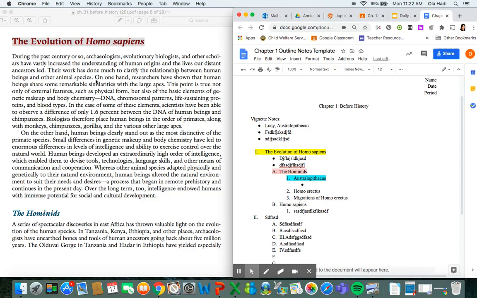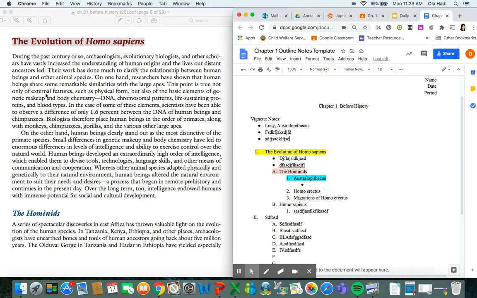On one hand, now this is a common phrase in English. Usually when you see the phrase on the one hand, it's followed up with on the other hand. So it's kind of when we're about to present 2 sides of something. So I know that they're going to tell me that our ancient ancestors might have had something that's similar to us and something that's different. So on one hand, so try to predict as you read. On one hand, researchers have shown that human beings share some remarkable similarities with the large apes. So yes, we have things in common with them.